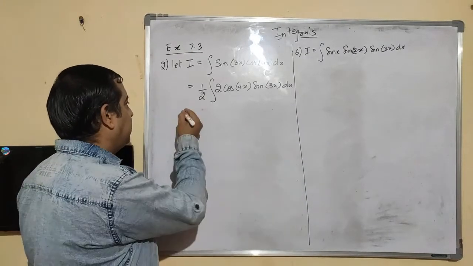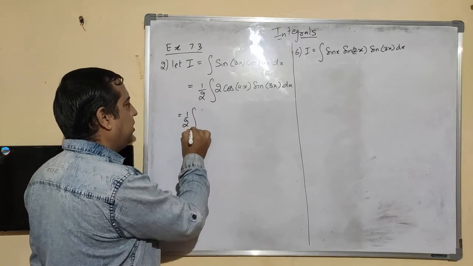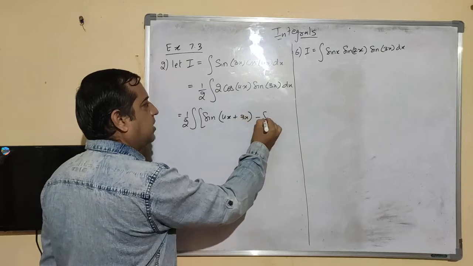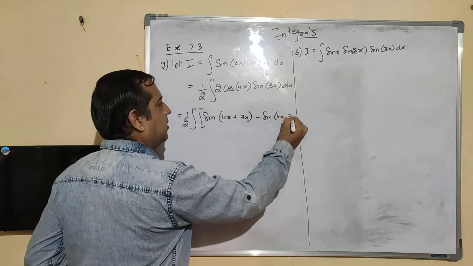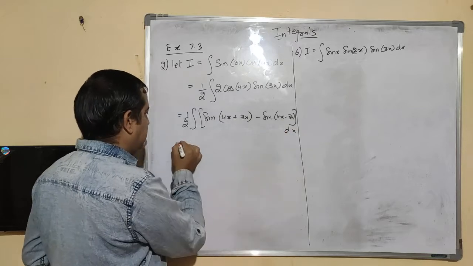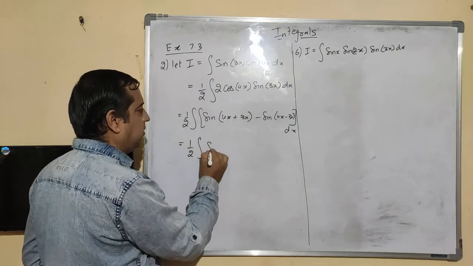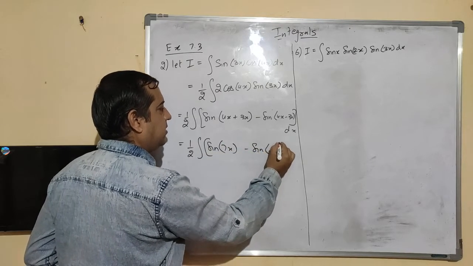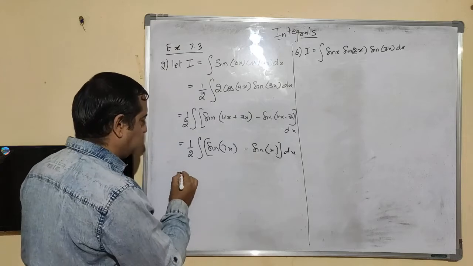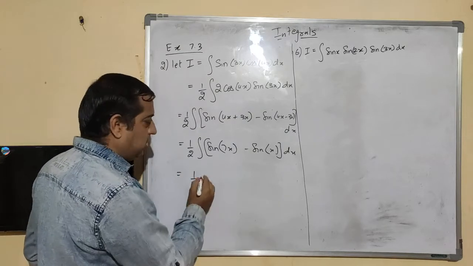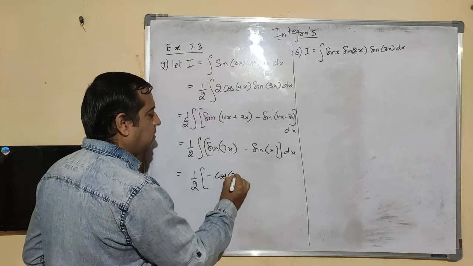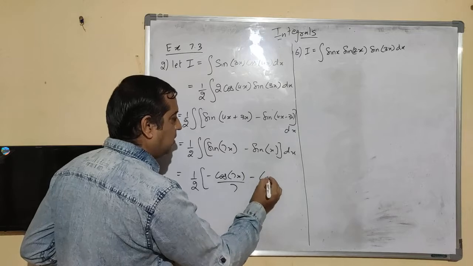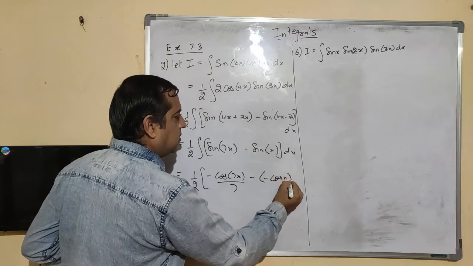now this gives you 1 by 2 integral, in the bracket you get sin (a plus b) which is 4x plus 3x, minus sin (a minus b) which is 4x minus 3x dx. This gives you 1 by 2 integral, this is sin 7x minus sin x dx. Now you can solve this. This gives you 1 by 2 integral of sin is minus cos 7x divided by 7 minus integral of cos is sin is minus cos x.